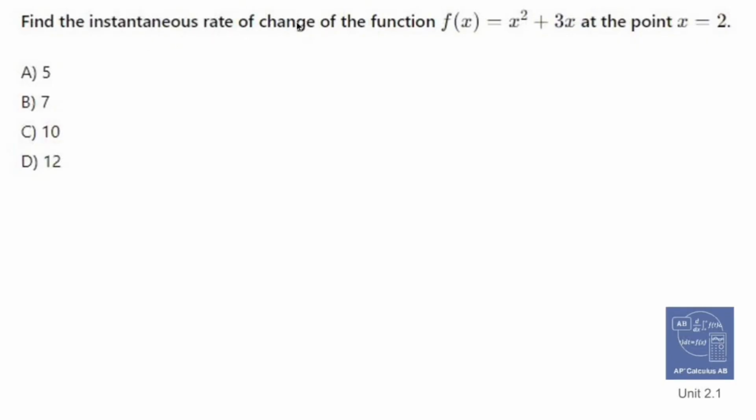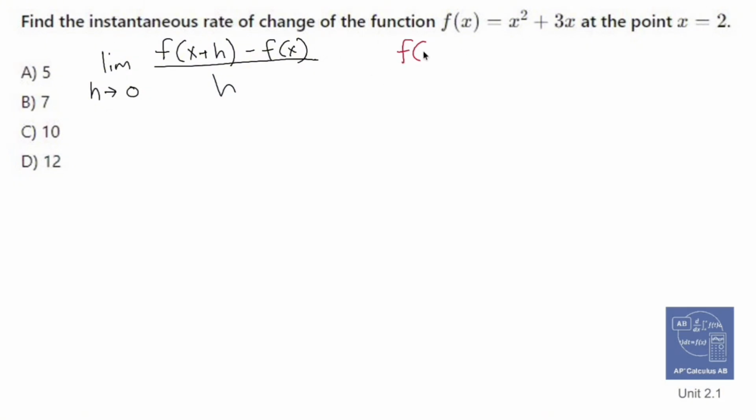Find the instantaneous rate of change of the function f of x equals x squared plus 3x at the point x equals 2. This is the formula for the instantaneous rate of change. You take the limit as h approaches 0 of f of x plus h minus f of x, all over h. So what I need to do is go over here and find out what f of x plus h is, and then what f of x is, which I already know.